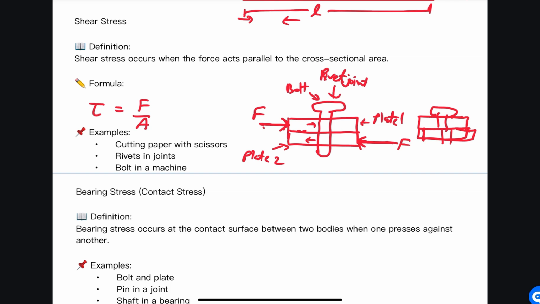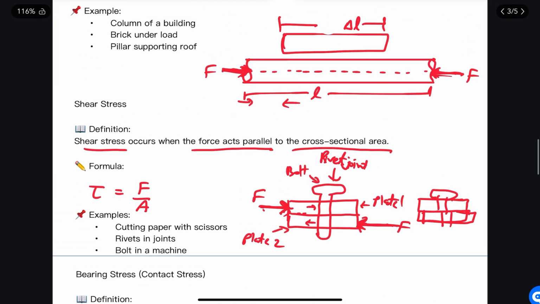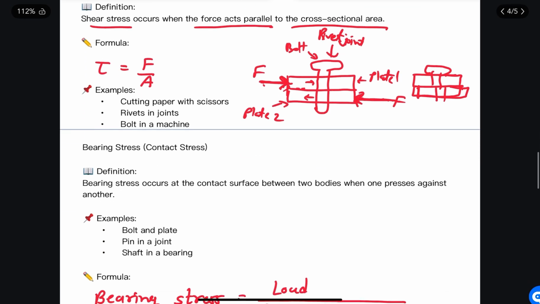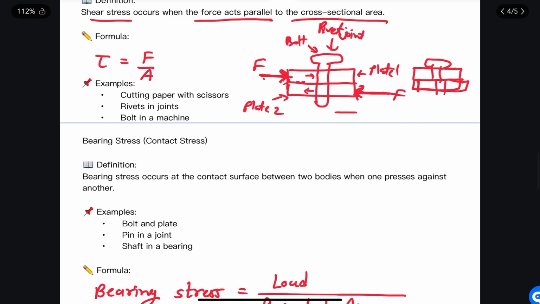So what is that? Shear stress occurs when the forces act parallel to the cross-sectional areas. They both are parallel. In tensile or compressive stress they are on the same axis, but in shear stress they are both parallel, like one goes in this direction and one goes in the other direction. But both are parallel.